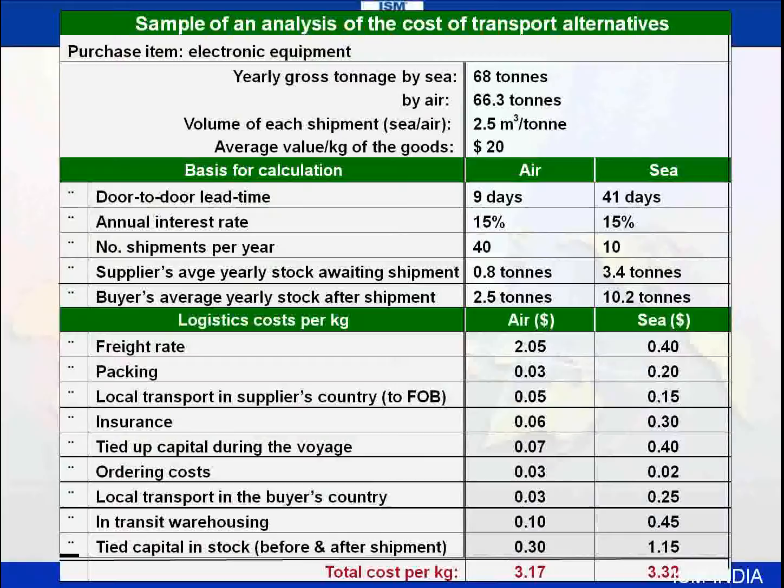Warehousing, again, I don't have to keep it for long, so less capital is tied up in stock. If you look at the broad picture, by air it comes to around $3.1 per kg, while the other one comes to around 3.32. If I look only at the freight rate, somebody says, guys, this is very costly, it's 5 times costly. But when you add up all these components, then you say, guys, air is also equally cost effective. So I think this example may be a good eye opener in some cases.